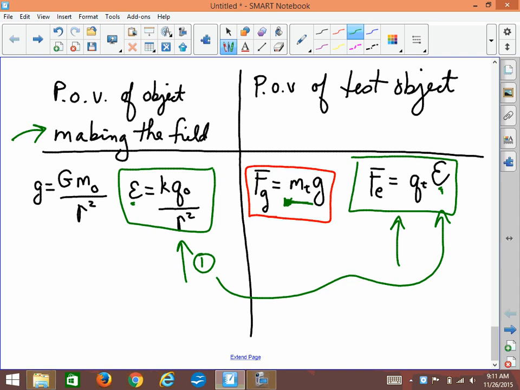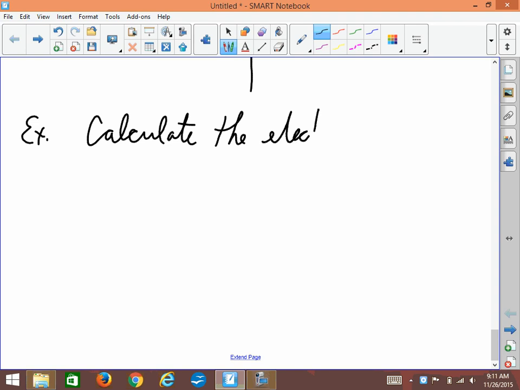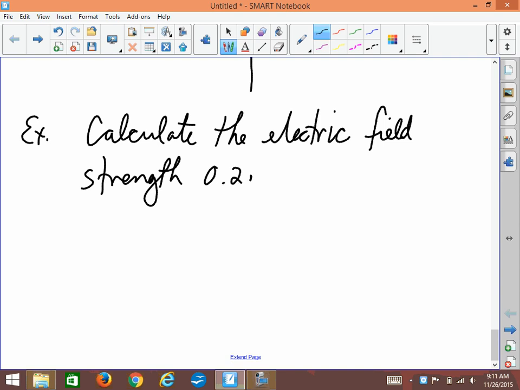And so that's fields and field strength. If you want to do a couple of quick examples just to see how it would work out, let's do them. So here's example 1. Calculate the electric field strength, since that's what we're really after. I was using gravity just as a model. Calculate the electric field strength 0.2 meters from a 6 microcoulomb charge. And it'll be positive, of course. Positive charge. Let's put a plus just to be safe.